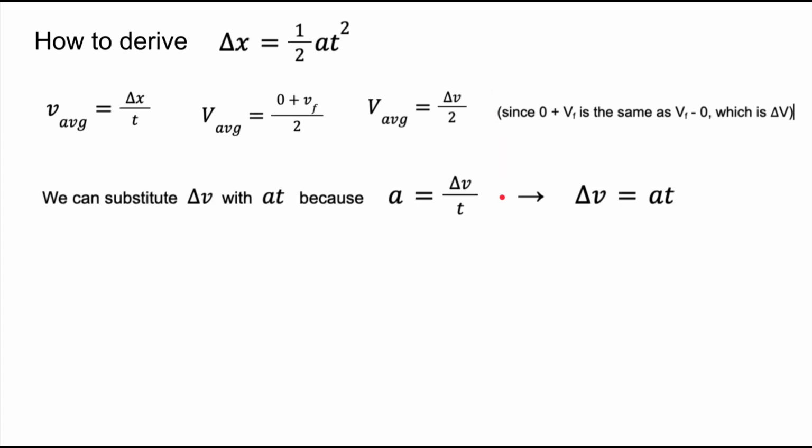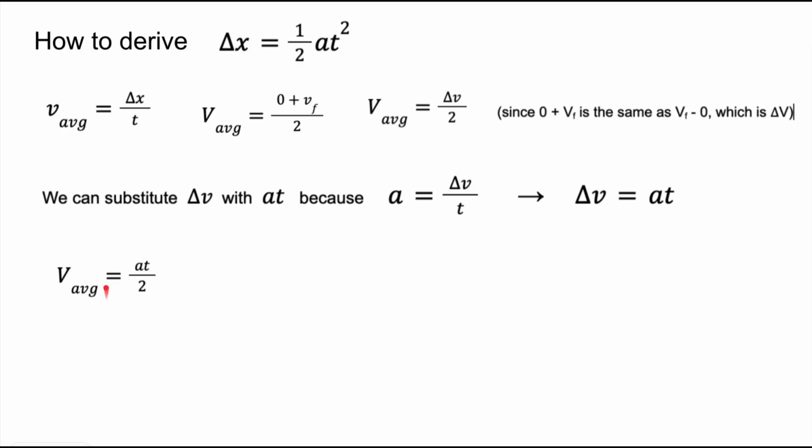Now what happens is I'm going to substitute delta V with AT, and here's why I can do that. Because acceleration is change in velocity over time. So therefore, acceleration times time is delta V. All right. Now what I'm going to do is I'm going to take this equation here, and I'm simply going to substitute delta V with AT, and I get this expression here.